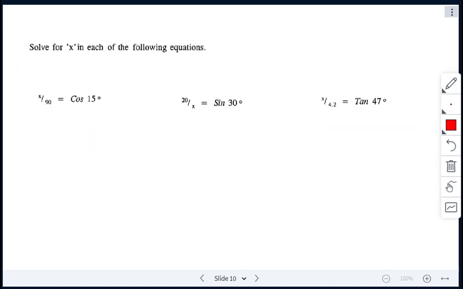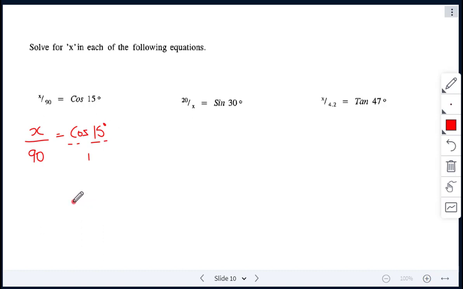All right, so next we are going to look at these ratios here set up so that we have to solve for x in each of the following equations. In this example here, we basically have x over 90 is equal to cosine of 15 degrees. So we can use cross multiplication to solve for these questions. Cross multiplication, multiply the two that are diagonal, and then assume this is over 1. So you just multiply the two across and then divide by 1.